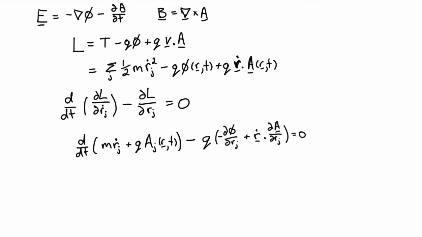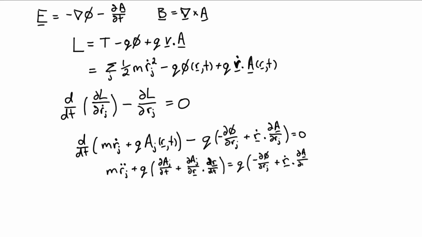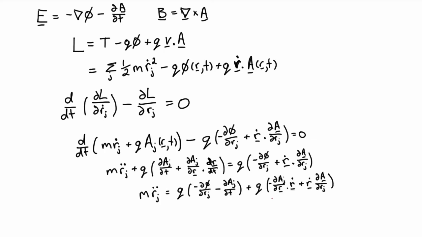And when we take this total derivative over here, then because these r's, as the particle moves around, will depend on time, we're going to have to do a total derivative. Now this bit here has a very simple form.